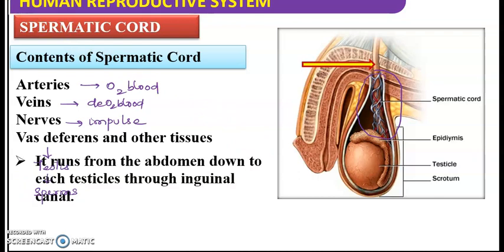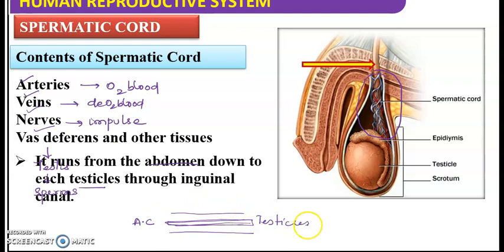Okay, now this spermatic cord runs all the way from the abdomen down to the testicles through the inguinal canal. So if I take my canal like this, inside my canal I will have my spermatic cord, which is a combination of all these four: the arteries, the veins, the nerves and the vas deferens, all of them along with certain tissues. It runs all the way from the abdominal cavity to the testicles.